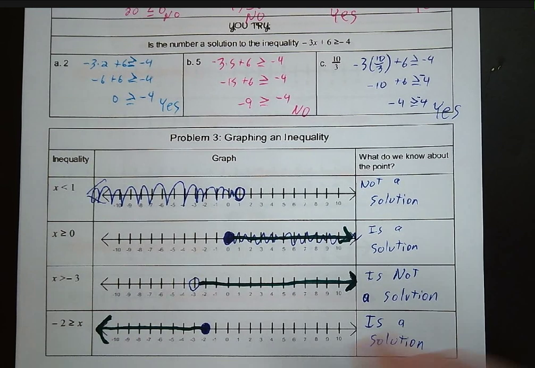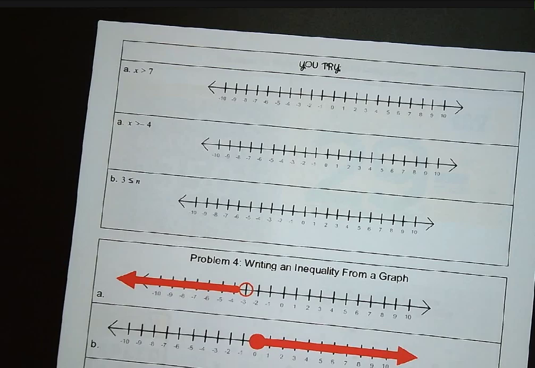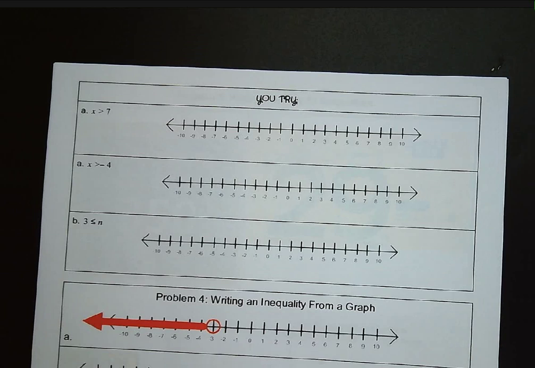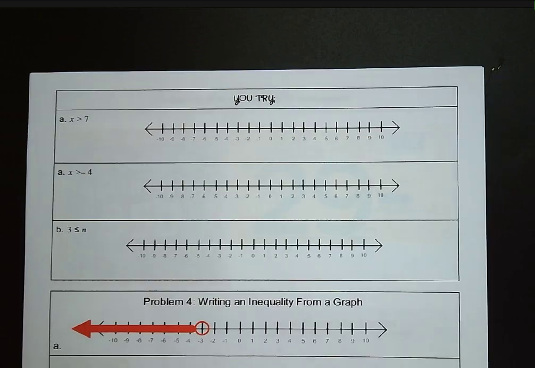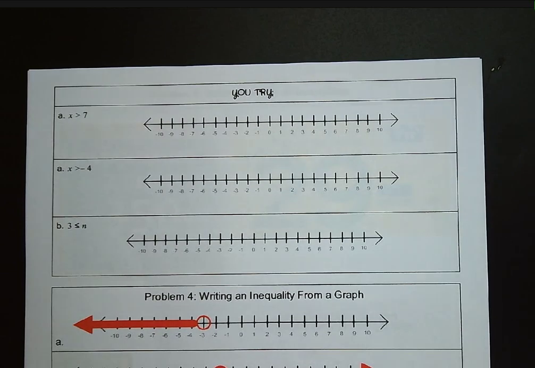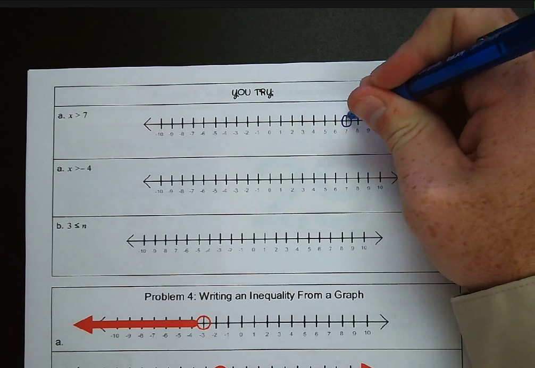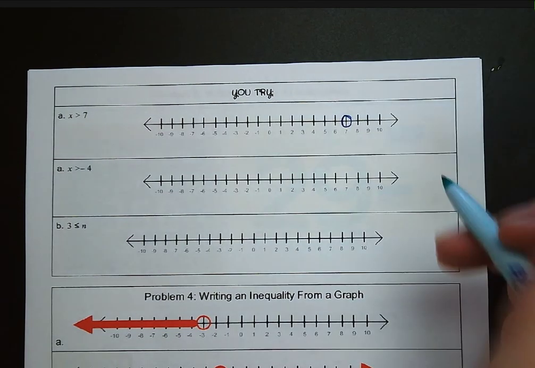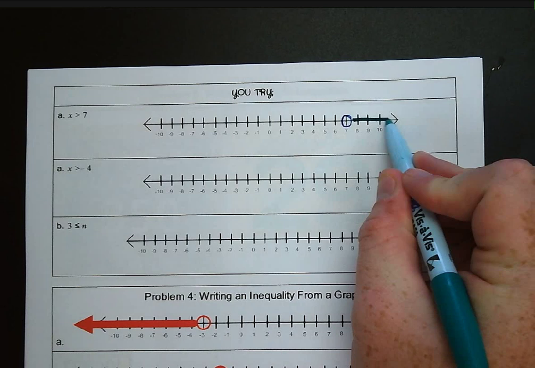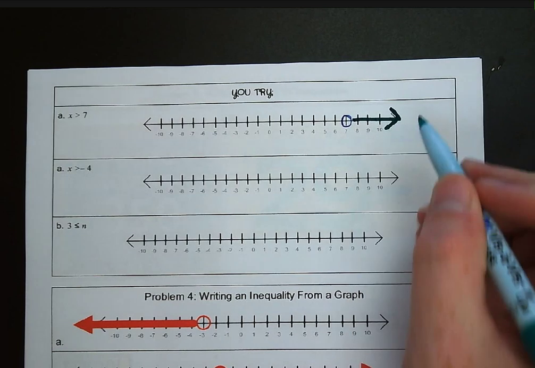Okay. Moving on to the next page, I want you guys to try these next 3 on your own, and then we'll go over the answers. So letter A, we have x is greater than 7. So I have an open dot at 7. And it is greater than, so I am going to shade to the right. Okay.